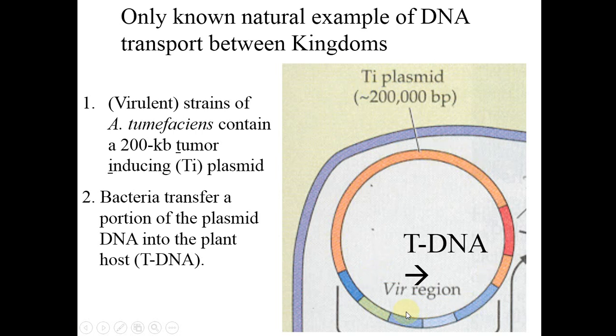This plasmid consists the genes known as virulent genes. Okay, these genes are transferred to the plant cell, and then these secrete certain compounds which are responsible for inducing crown gall or tumors. Okay, the virulent strains of Agrobacterium tumefaciens contain 200 kb size Ti plasmid, tumor inducing Ti plasmid. Bacteria transfer a portion of this plasmid into a plant DNA or plant cell's nucleus.